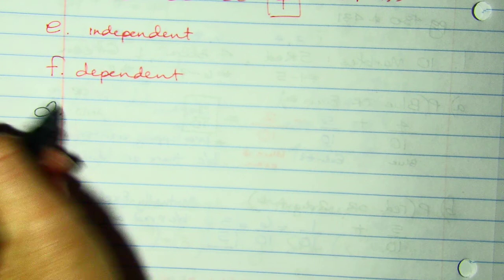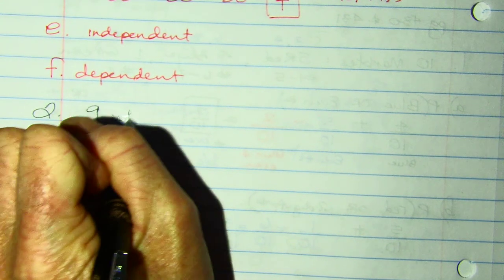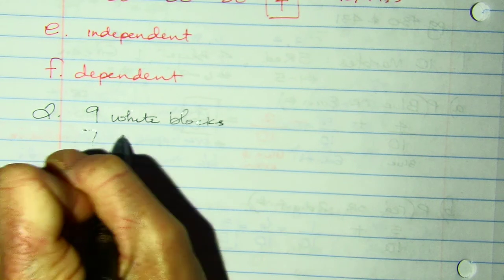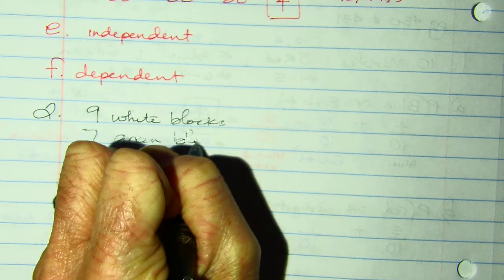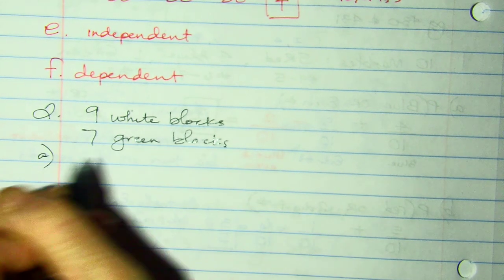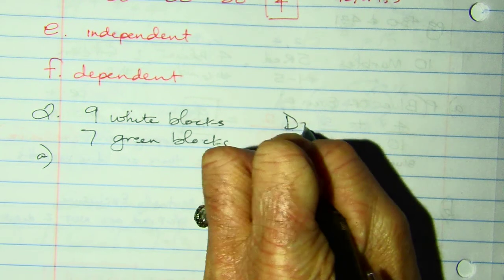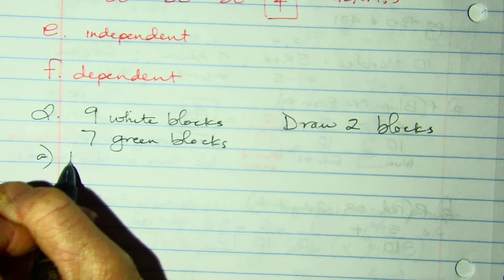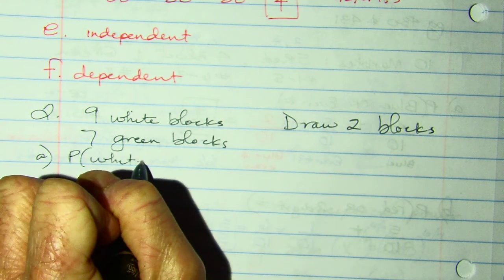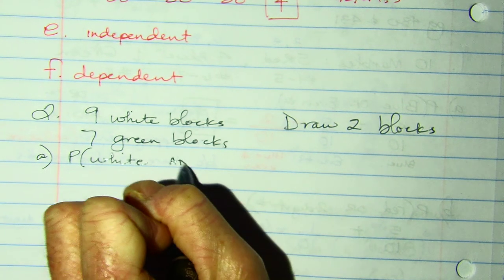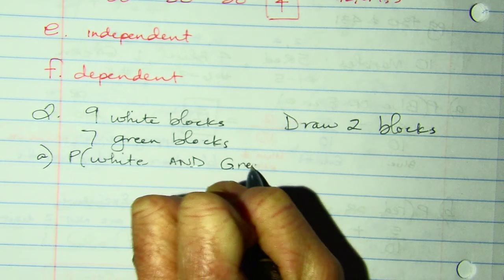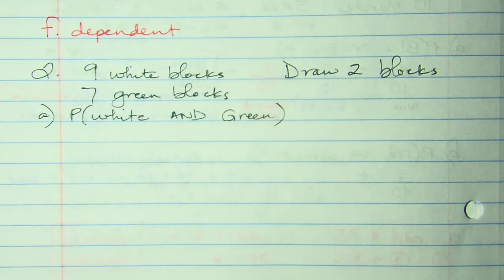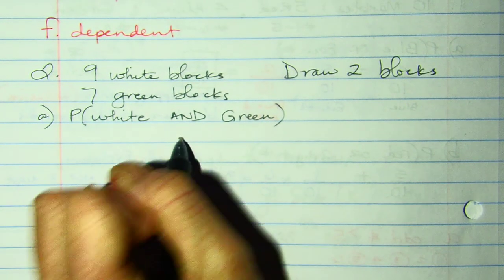So example number 2. If I have 9 white blocks and I have 7 green blocks, and you're going to draw 2 blocks, what's the probability the first is white and the second is green? So notice my vocabulary changed. I'm no longer asking about or. So I'm going to be multiplying my probabilities.